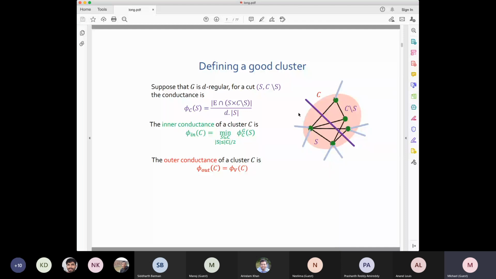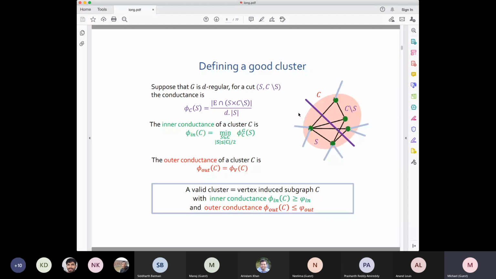Good. So now the inner conductance of a cluster C, denoted by phi in of C, is nothing but the conductance of the least conducting cut in this subgraph C. So here we just take the minimum over all S that are at most 1/2 of the vertices. Okay, great. So intuitively, a cluster C that has high conductance forms a good community. It's well connected. Good. So now what is the outer conductance of a cluster C? So this is denoted by phi out of C. Well, it's nothing but the conductance of the cut induced by C, basically the number of edges that go from C to outside of C, normalized by d times the number of vertices in C. All right, good. Are there any questions about these definitions?